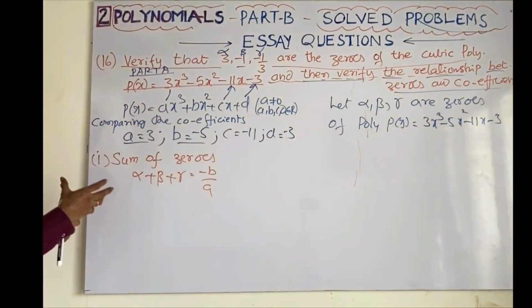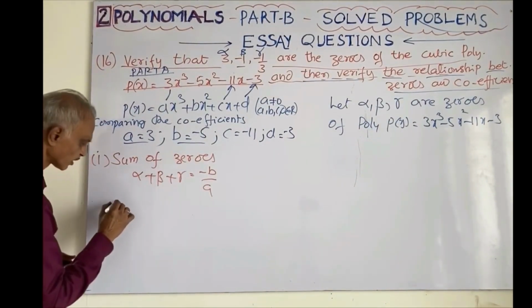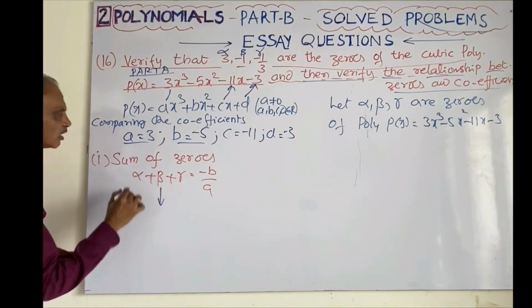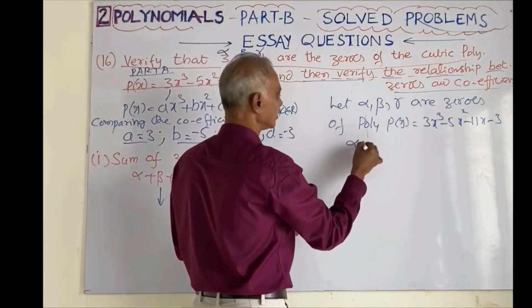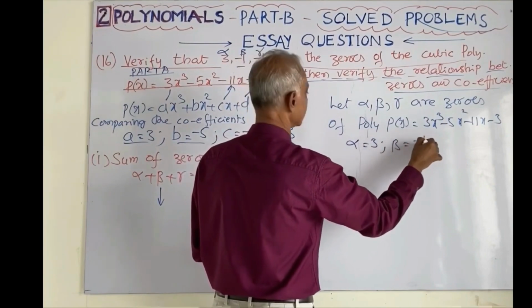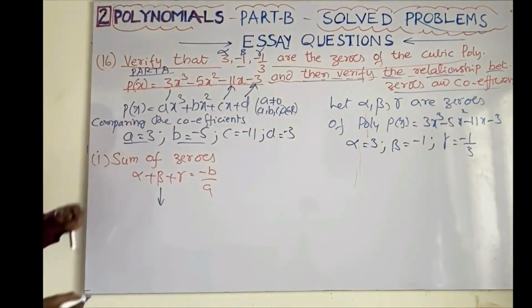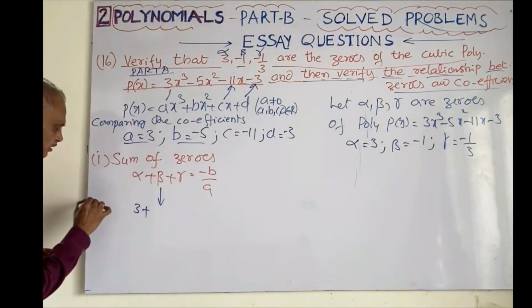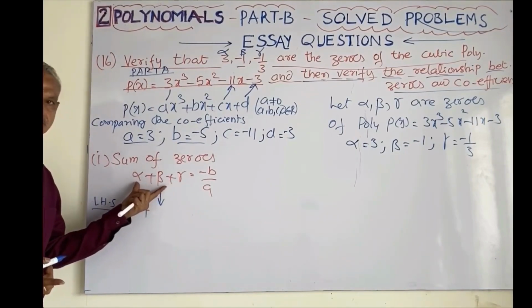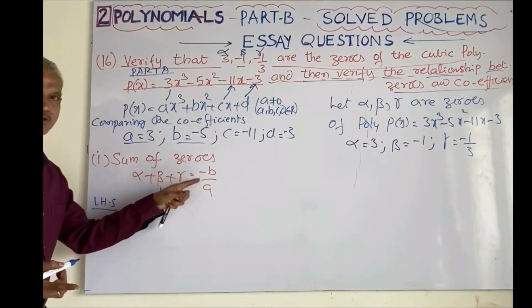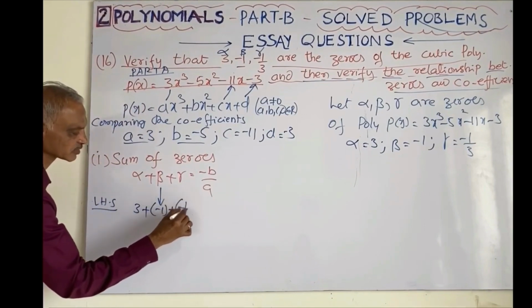Then what is the relationship between zeros and coefficients? Sum of zeros is equal to minus b by a. See, you take LHS. What is alpha here? Alpha is equal to 3, beta is equal to minus 1, gamma is equal to minus 1 by 3. We know. I am taking LHS. We have to prove LHS is equal to RHS. Sum of zeros and relate this to coefficients. 3 plus minus 1 plus minus 1 by 3.